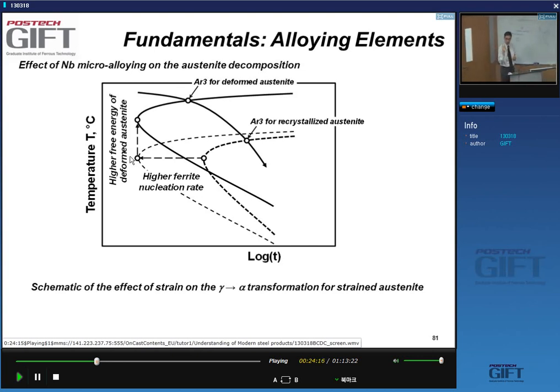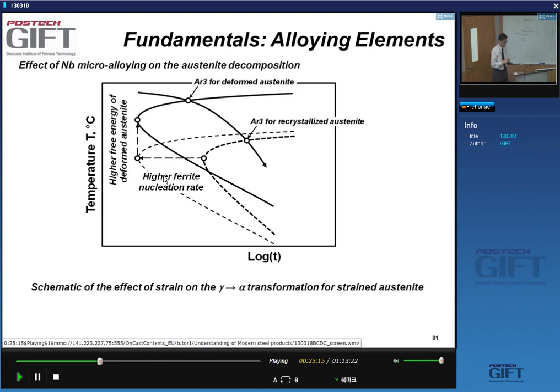Why is that? Well, there are two effects. First of all, in the deformed microstructures, you have many high defect areas where you can form nuclei. In this particular drawing, you have, for instance, shear bands, which are deformation bands, where you will have additional nucleation of ferrite. So that is the reason why the nose moves to the left. You have a higher rate of nucleation. In this case, you only have nuclei here. In this case, assuming it's the same grain that's deformed, you have, in addition to the nucleation here, nucleation inside the grains.